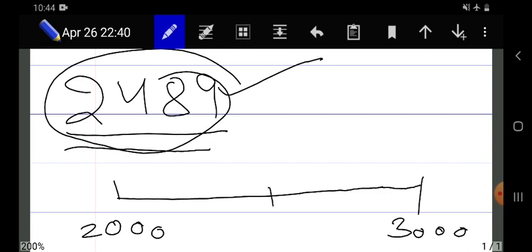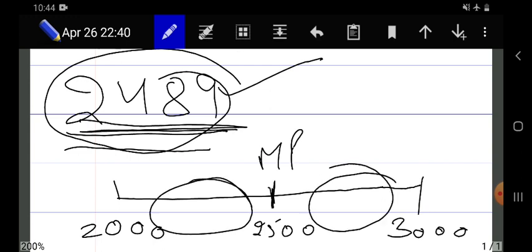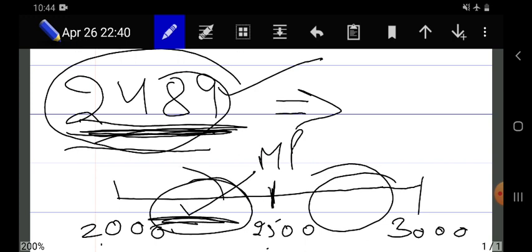So the midpoint will be 2500. Does this number lie here or here? If we write it in a series, this number lies between 2000 and 2500. So it will be estimated to the nearest 2000.